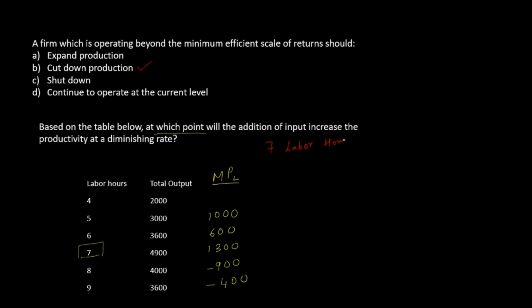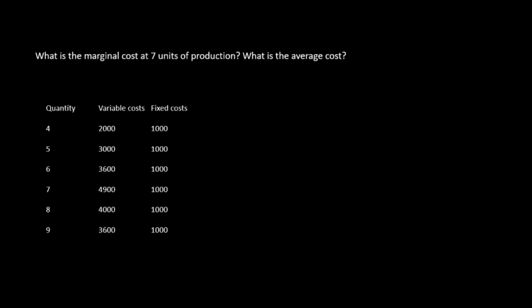labor hours. What is the marginal cost at 7 units of production and what is the average cost? So you have a table below, you have quantity of production, you have variable cost and you have fixed costs. So you need to calculate the marginal cost at 7 units of production. So for this, let me first calculate my total cost.